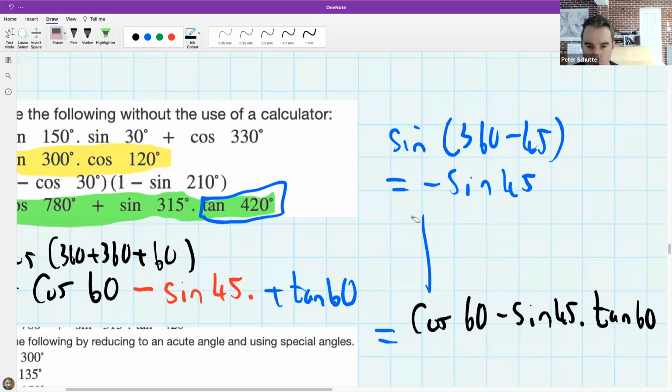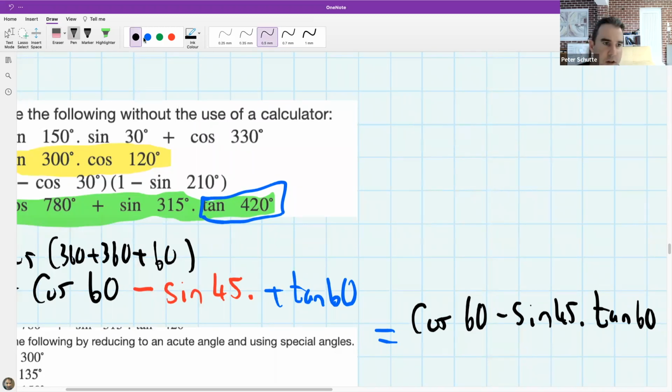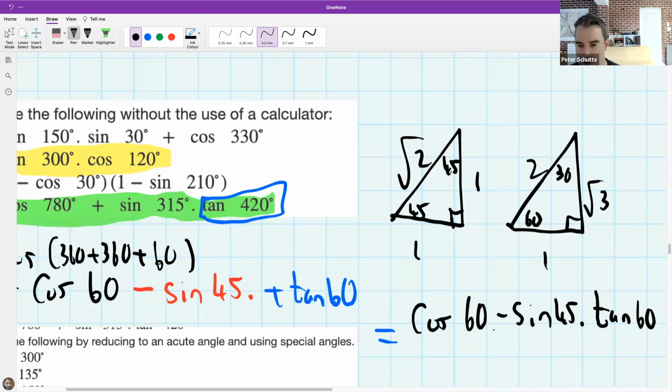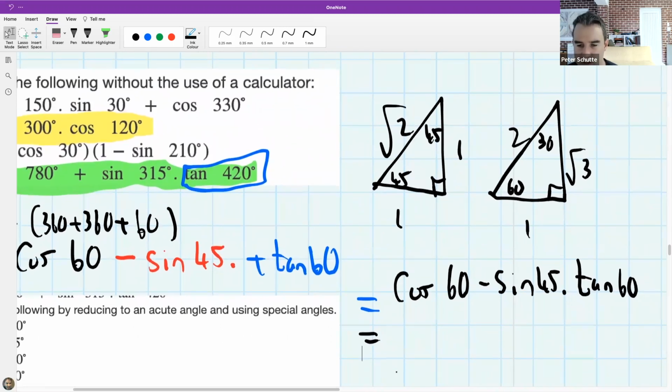I'm going to give you the two special triangles that you can use to help you. Here is one of the triangles. Here is another. This is going to be 45, 45. This is going to be 60 and 30. I want you to use those triangles to get an answer for this expression without a calculator. See what you get. You're going to have to replace some stuff there, and then you can give me the answer.